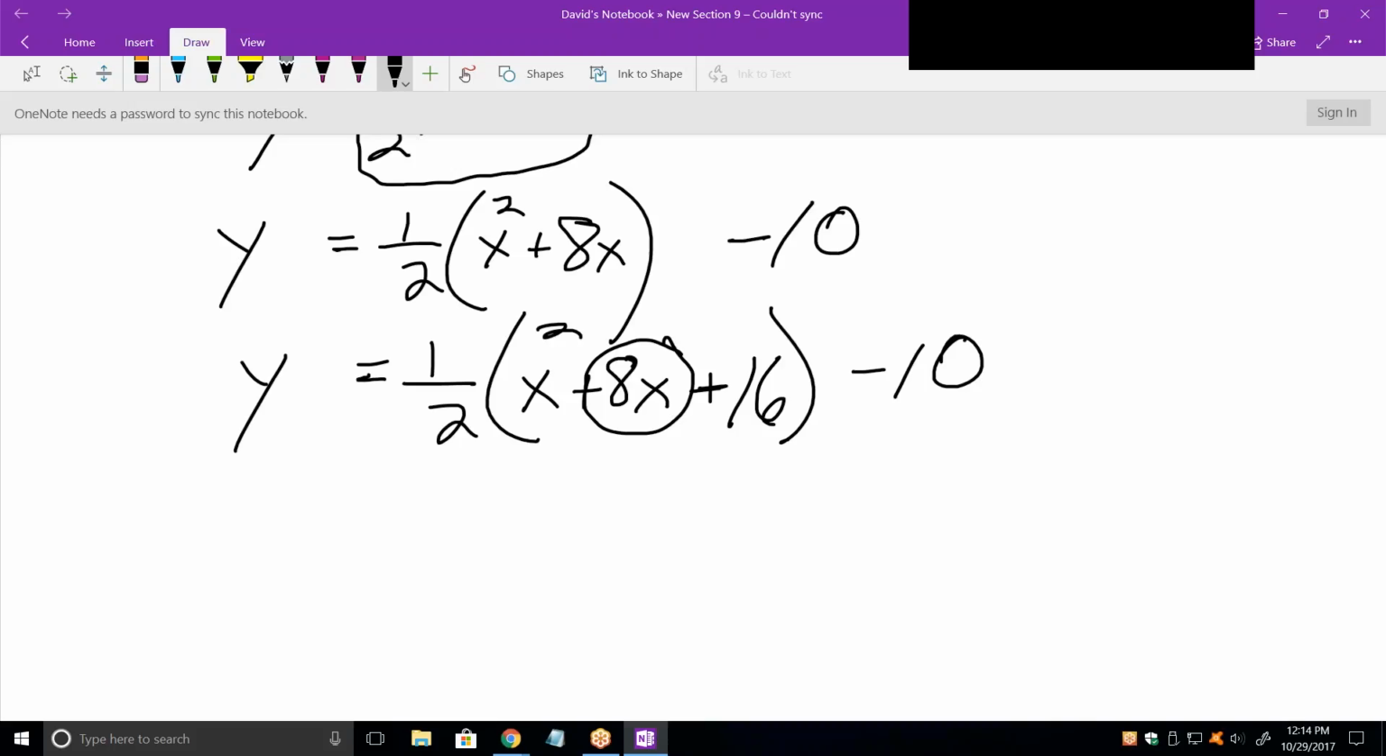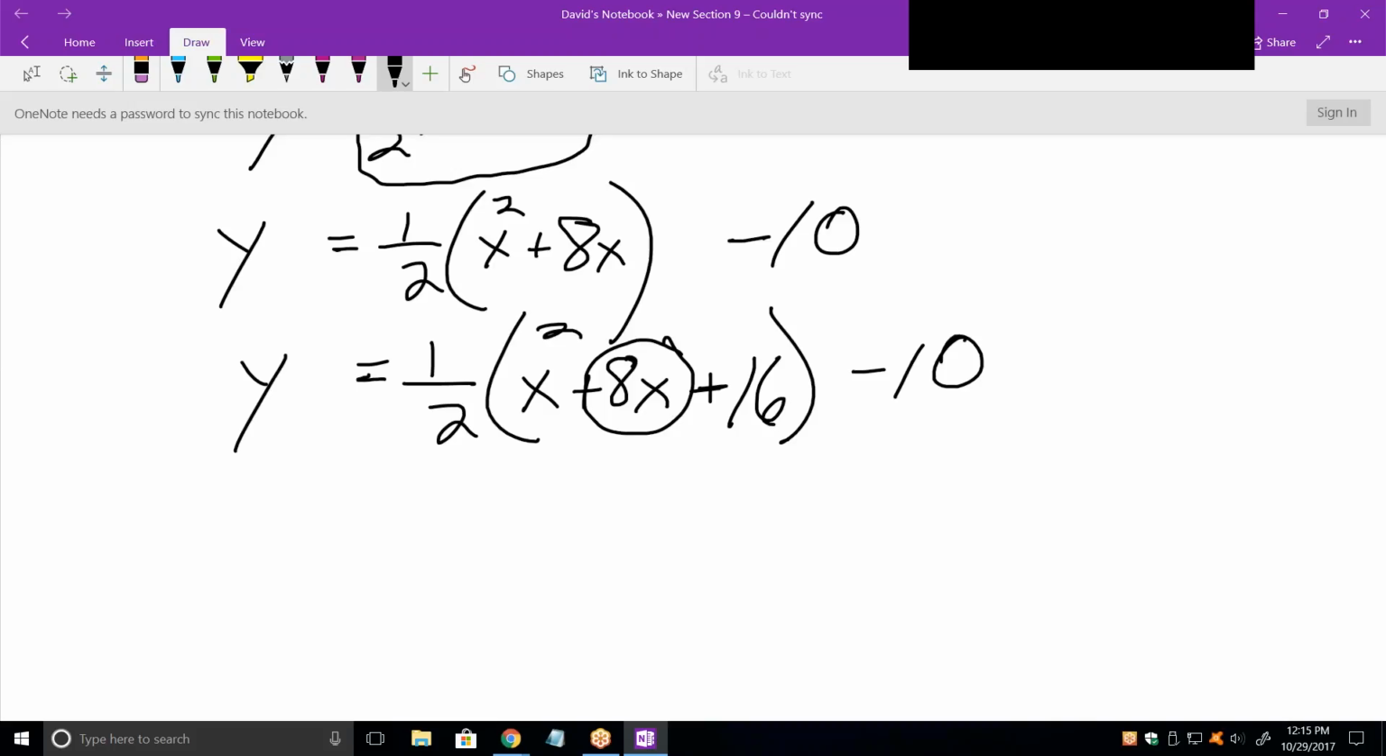Now, the fact that I just wrote in plus 16, I changed the value of the right side of this equation. You can't arbitrarily just write in numbers without changing the value. So how much did I change the value of it by? What did I just add to the right side of the equation?